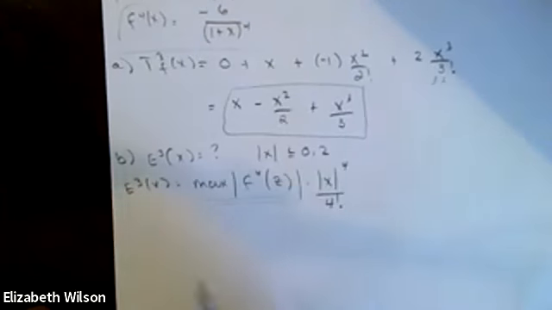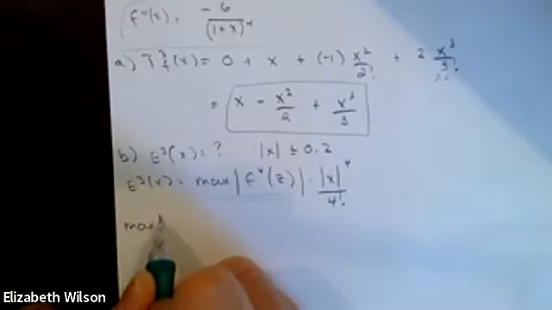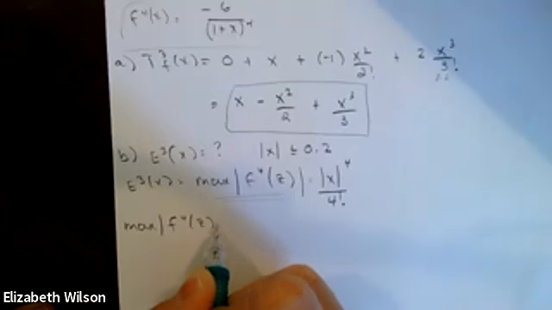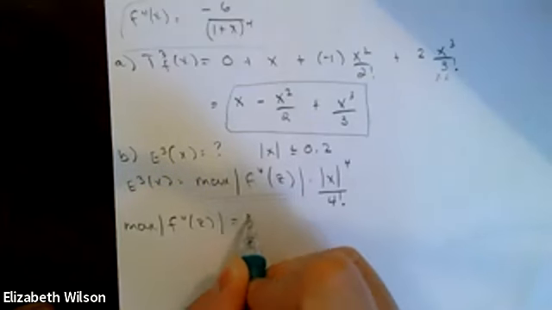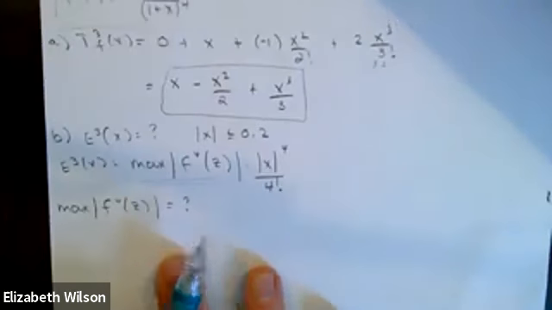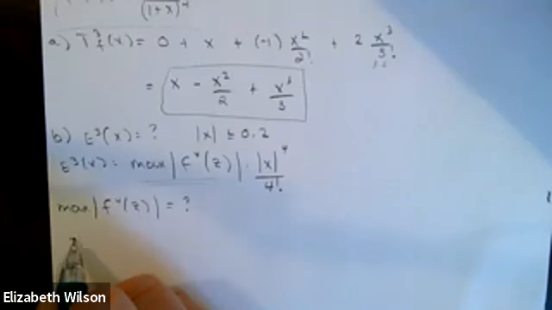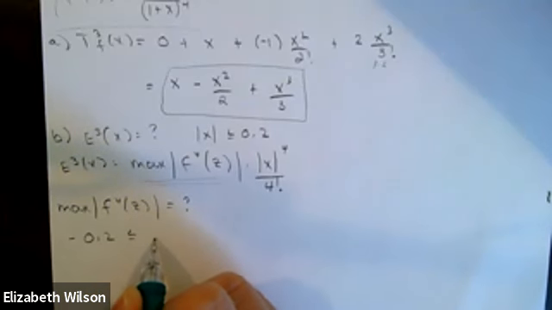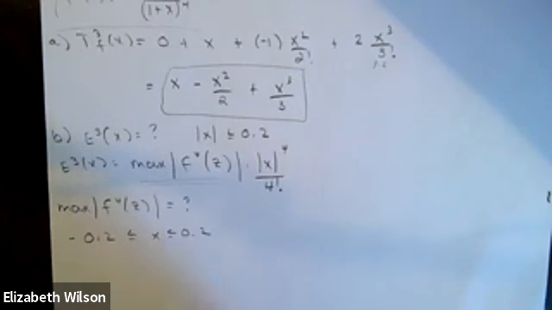Okay, this part here we need to do some legwork to figure out what we're going to do for that. So let's think about this one. Max of the fourth derivative of z. So I need to calculate that. For that I'm going to go back to the boundary that they set for me. So I'm going to say minus 0.2 is less than or equal to x, which is less than or equal to 0.2.